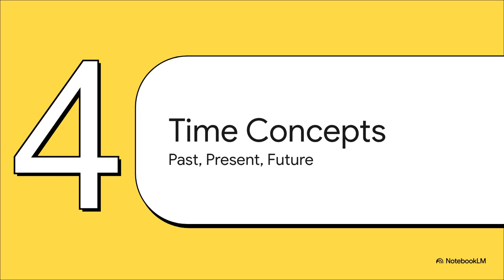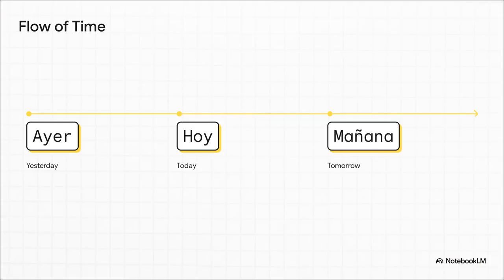Section 4. Time concepts. It's one thing to know the word for Monday, but we also need temporal grammar to talk about last Monday versus next Monday. This is the flow of time, totally simplified. We have ayer in the past, meaning yesterday. We have hoy right here in the middle, meaning today. And we have mañana, pointing forward, meaning tomorrow. Ayer, hoy, mañana. Yesterday, today, tomorrow.